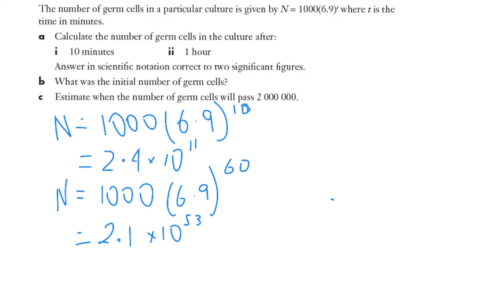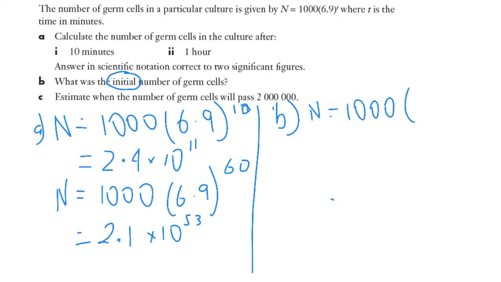Let's continue on here. What was the initial number of germ cells? Initial means when we started, which is when t equals 0. So this is A. We've got when t equals 0. So we've got n equals 1,000 times 6.9 to the power of 0. Well, anything to the power of 0 is 1. We can put that in our calculator, or we can just say we started off with 1,000 germ cells.